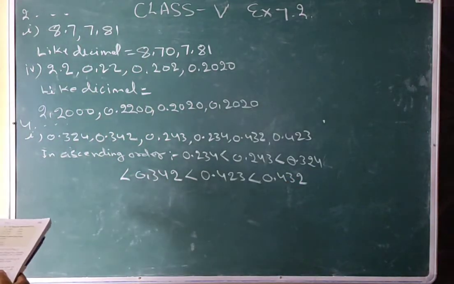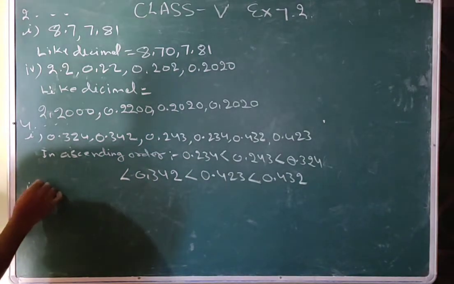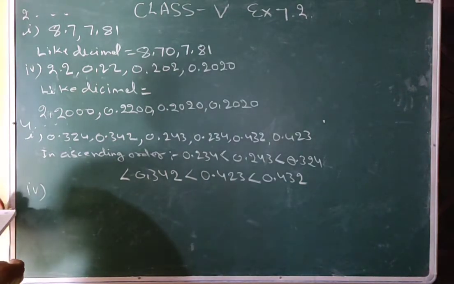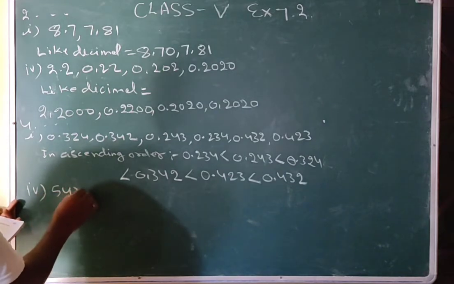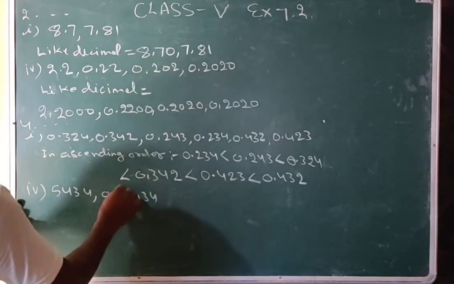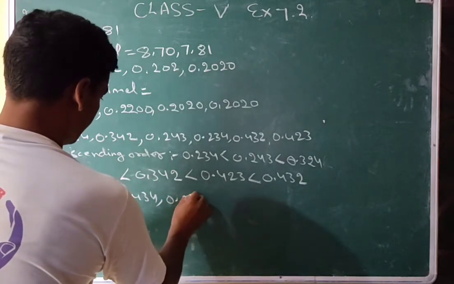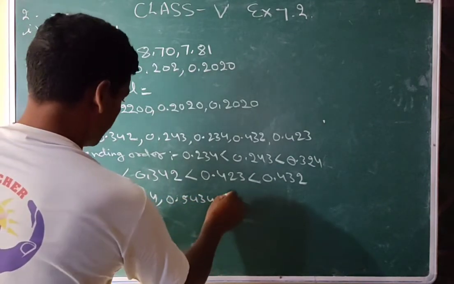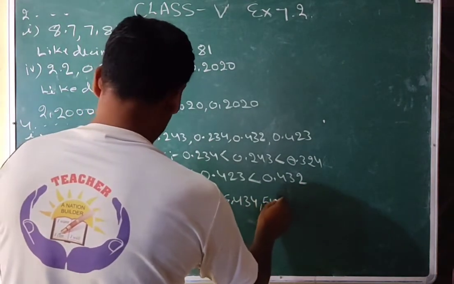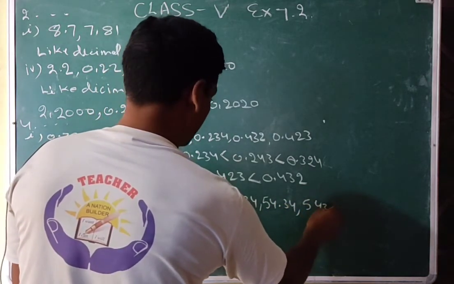And then see one more, that fourth part. 5434, 0 decimal 05434, 0 decimal 5434, 5 decimal 434, 54 decimal 34, 543 decimal 4.